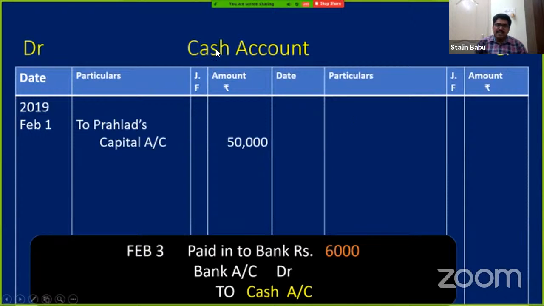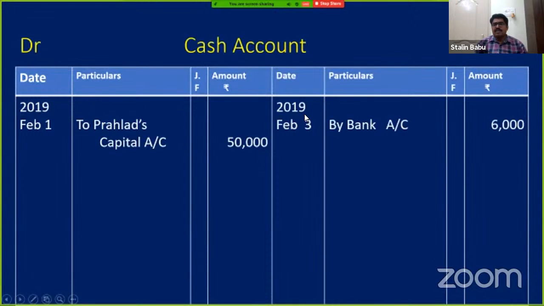We have to check whether the cash account is debited or credited in the journal entry. If it is debited, we have to post on the debit side. If it is credited, we have to post on the credit side. In this journal entry, cash account is credited, so we post on the credit side. What is the date of the transaction? February 3rd. So write the date in the date column. In the particulars column, since we are writing on the credit side, we write the debit account. What is the debit account here? Bank account. What is the amount? 6,000. 2019 February 3rd, by bank account 6,000.